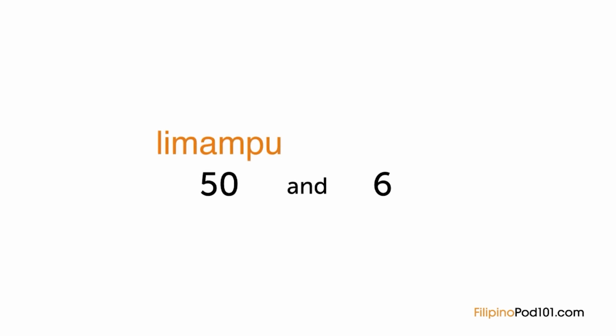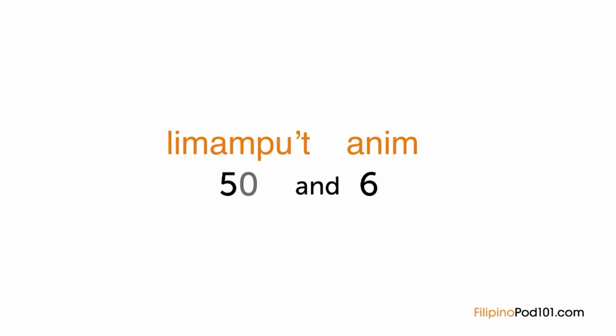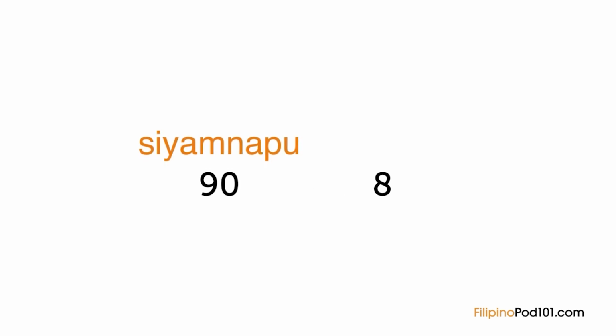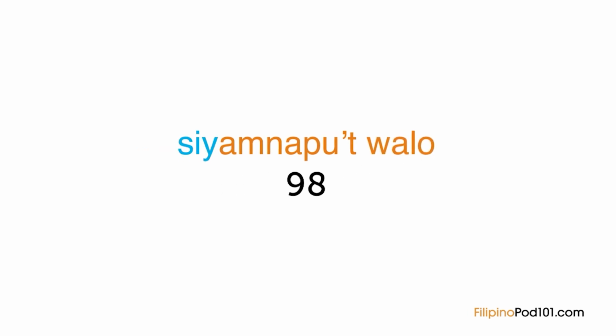Are you ready to try making compound numbers out of the numbers we've learned? I promise it's easier. How would you say 56 in Filipino? Let's take it step by step. 50 is limampu. Just add and, at, in its contracted form, and then 6, anim. So it will be limamput anim. Done. Isn't that easy? Let's try another number. For instance, 98. Take 90, siyamnapu, and add at in its contracted form, then 8, walo. Siyamnaput walo.